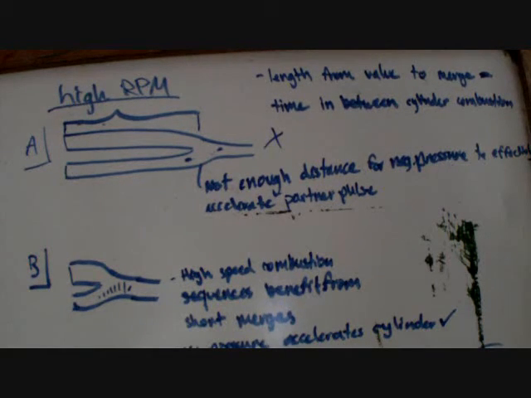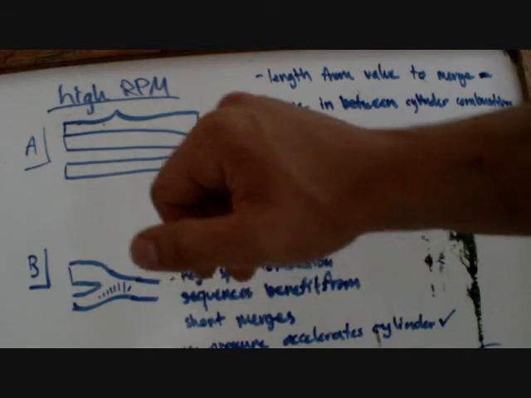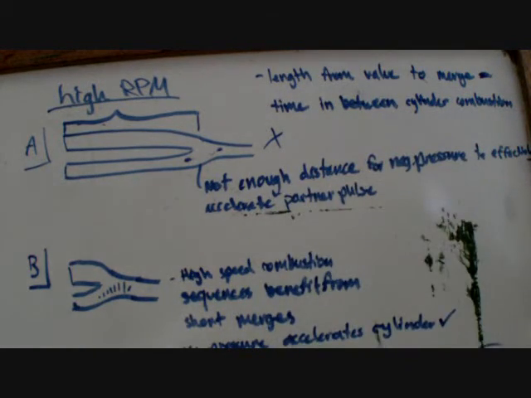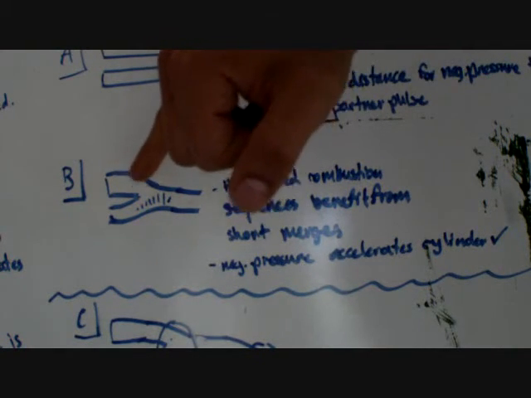It's not going to make this as efficient at high RPM. So pretty much what we're getting from this is the length from the valve to the merge is equatable to the time in between each combustion. So if you want higher RPM, you have to make sure the length of the merge occurs at a specific time for maximum efficiency at that specific RPM. So in this example, there's not enough distance between the merge and the valve for negative pressure to effectively accelerate the cylinder. Our next example is still high RPM, but the merge is occurring a lot sooner.